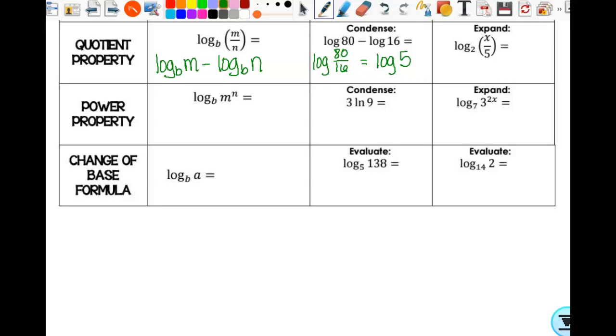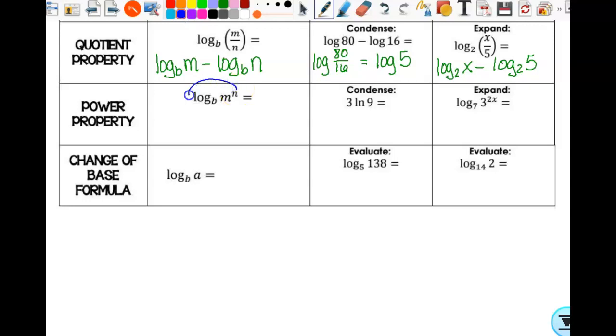When I expand that using the quotient property, it's going to turn into subtraction. So I get log base 2 of x minus log base 2 of 5. Okay. Any questions about those? All right, good deal.